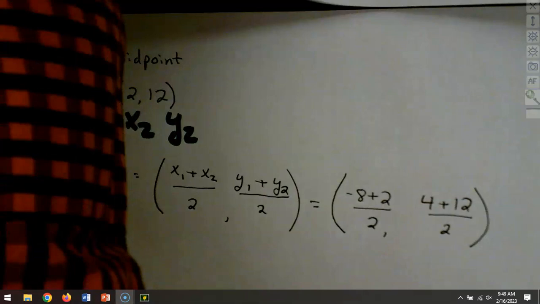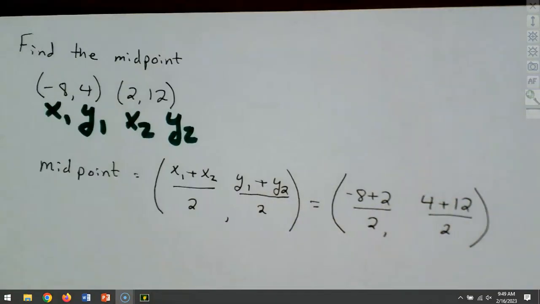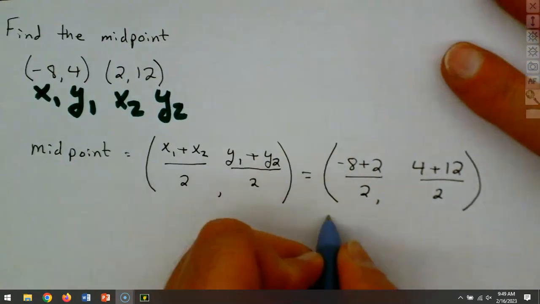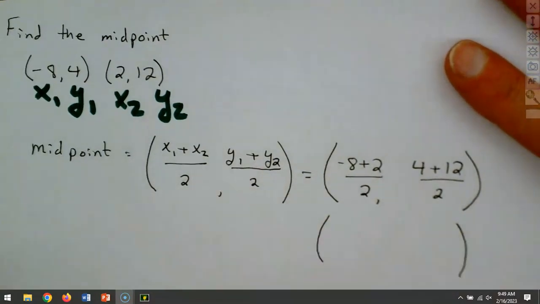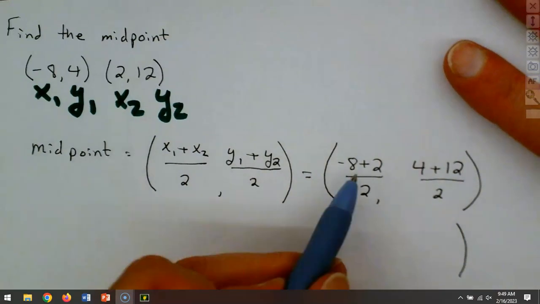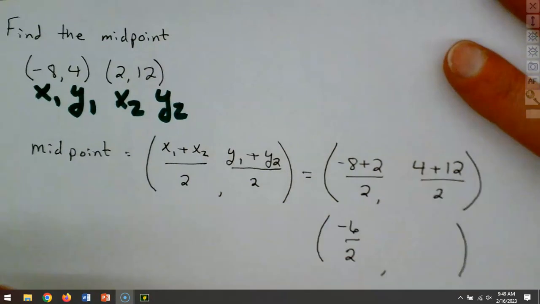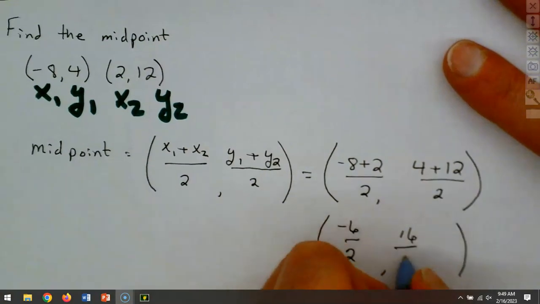So I do like to write up the formula. If I don't see it, that way I have it. So I like to write it, fill it in. And now we'll just do our arithmetic and then reduce. So minus 8 plus 2, that's a minus 6 over 2. And 4 and 12 makes it 16 over 2.